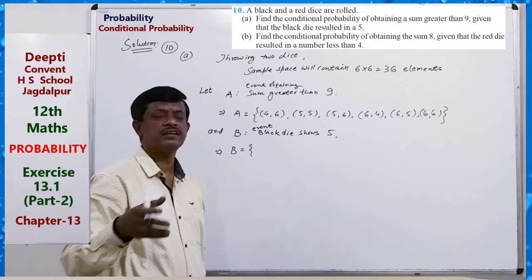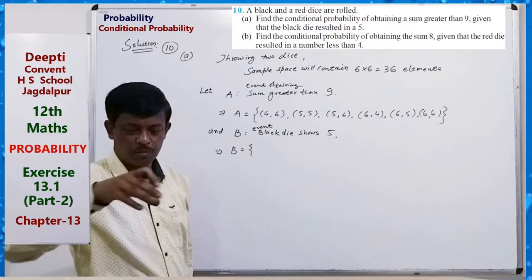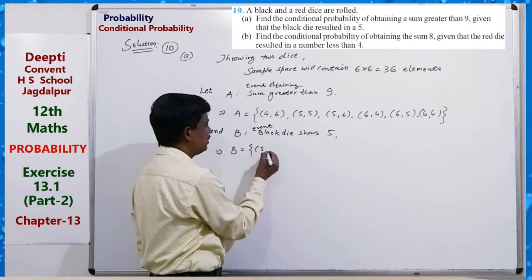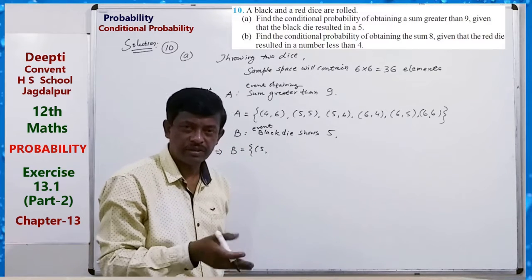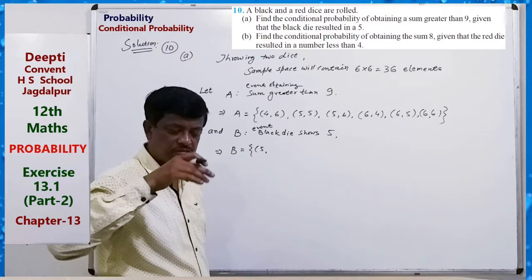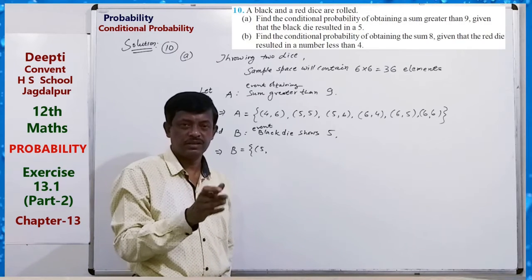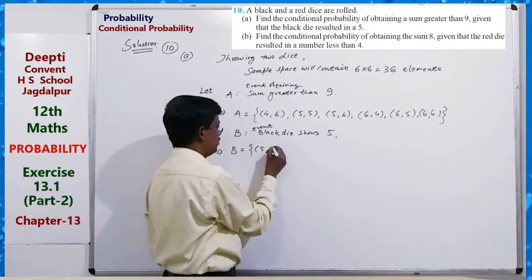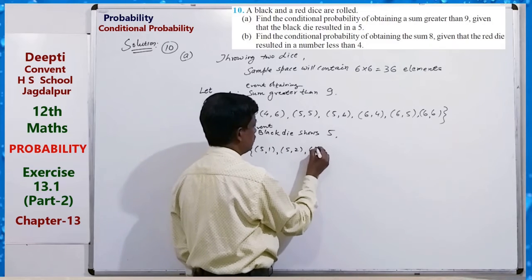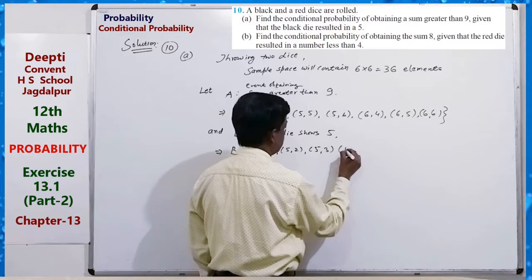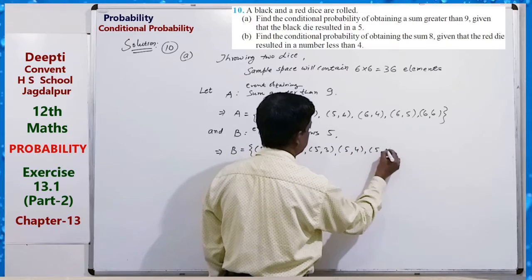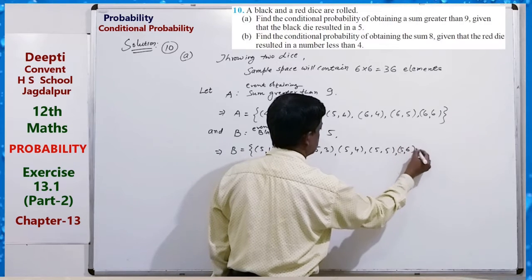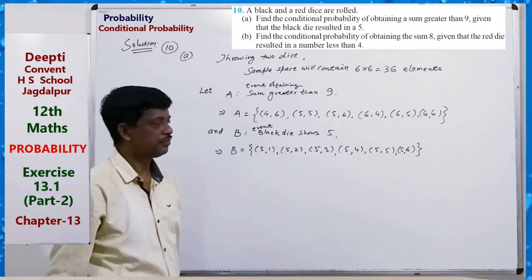We are writing the events as sets of points, and the sample space contains 36 elements. Since the first is black, the first contains 5 and the remaining is 1, 2, 3, 4, 5, 6. These 6 elements are there also.